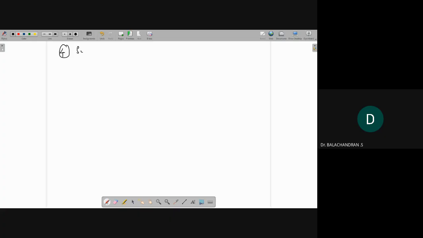Solve x into y square minus z square into dx plus y into z square minus x square into dy is equal to z into x square minus y square.